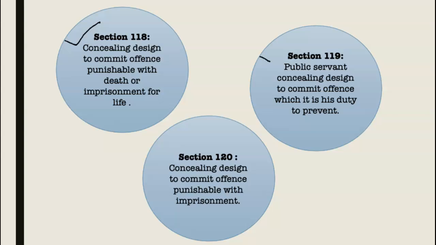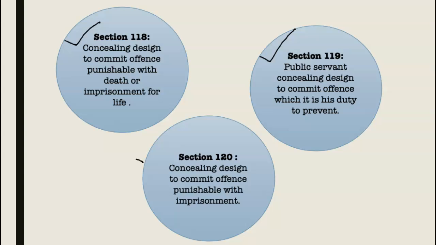Now your section 119 basically talks about public servant concealing design to commit offence, which it is his duty to prevent. Now in this particular case, again, whoever being a public servant, let's say A being a public servant, intending to facilitate or knowing it to be likely that he will thereby facilitate the commission of an offence, which is his duty to prevent as a public servant, and if such offence is committed, he shall be liable to the extent of 1/2 of the longest term of such imprisonment. If the offence be punishable with death, the person will be held liable with imprisonment which may extend to 10 years, and if the offence is not committed, then the person shall be punished with imprisonment of any description provided for the offence for a term which may extend to 1/4 of the longest term of such imprisonment.